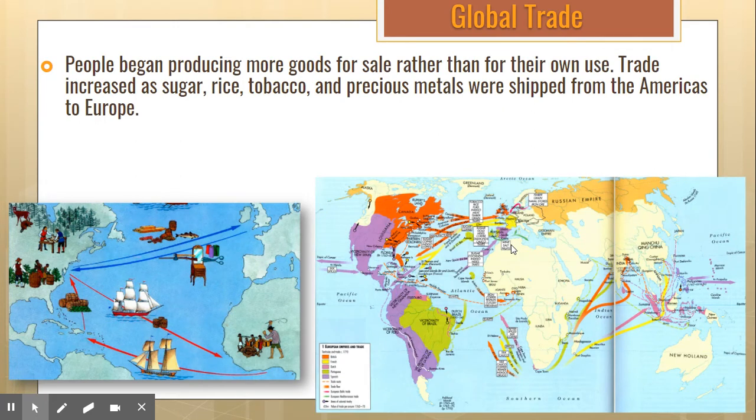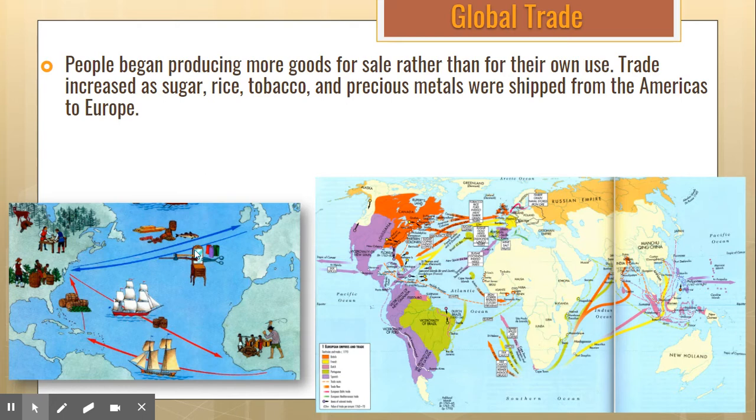So global trade, people began producing more goods for sale rather than their own use. So before this, what you had was people would make something and just their family would use it. During the commercial revolution, you actually had people produce even more than what they needed. That way they could start to sell what we're used to.